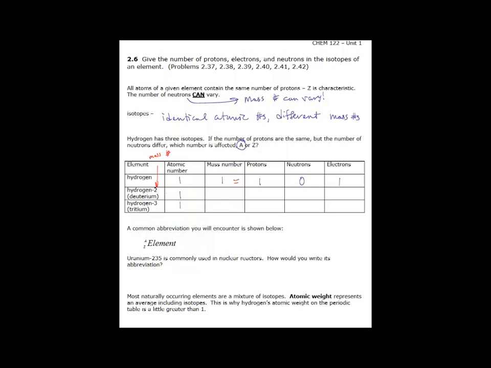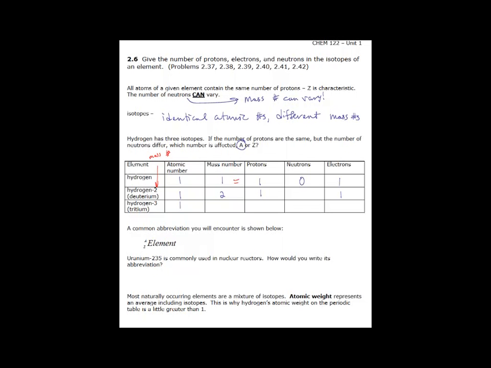Hydrogen 2 is an isotope of hydrogen, also referred to as deuterium. There are a lot of experiments where deuterium is used. A lot of biological pathways have been determined using deuterium. Very useful. At any rate, the mass number is going to be 2. The number of protons is 1, just like the hydrogen above. The number of electrons will be 1 as well.